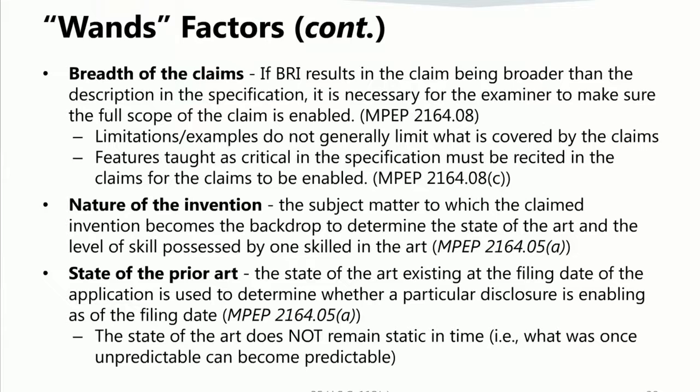With respect to the breadth of a claim, the relevant concern is whether the scope of enablement provided to one skilled in the art by the disclosure is commensurate with the scope of protection sought by the claims. The nature of the invention is the relevant subject matter to which the claimed invention pertains. The state of the art existing at the filing date of the application is used to determine whether a particular disclosure is enabling as of the filing date.